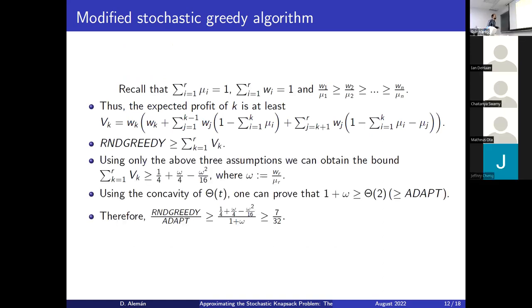Okay, right. Now, therefore, randomized greedy, whose expected value is at most this quantity relative to our algorithm by adapt. Now, if we minimize this fraction over the feasible region of omega, then we get that this is at most 7/32. And that completes the proof of this theorem. Are there any questions?